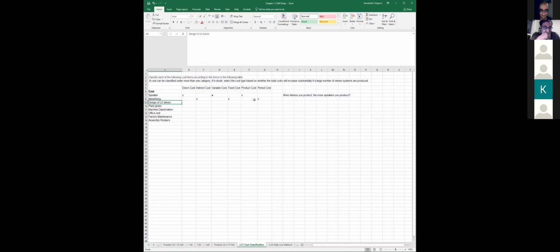Let's go. Design of the LX stereo, direct or indirect? Direct. Variable. Fixed, because it's a design. It is what it is, right? Fixed. Yeah, it's one fixed. Time.